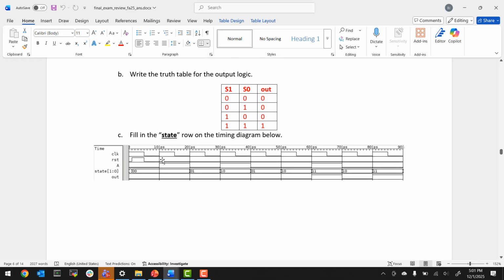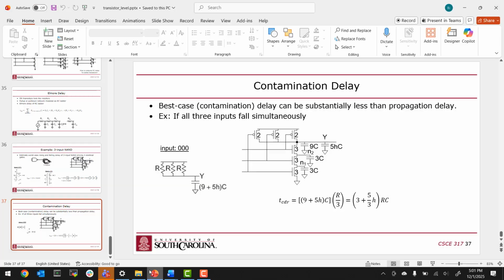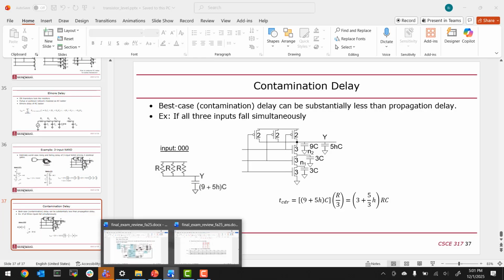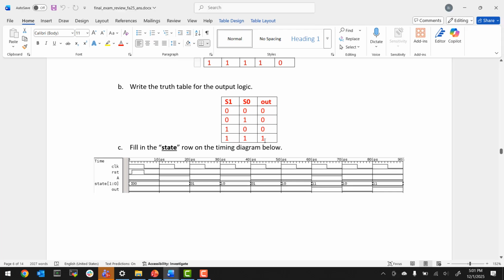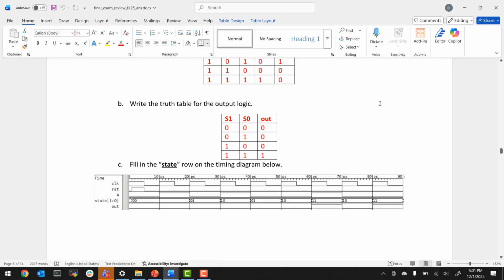Okay, write a truth table for the output logic. Again, that's pretty simple because you just have to look at it. Basically, you can tell just looking at this that the output logic is S1 and S0, right? Because the only time the output logic is 1 is when the state is 1, 1. So it's just an AND gate, right?